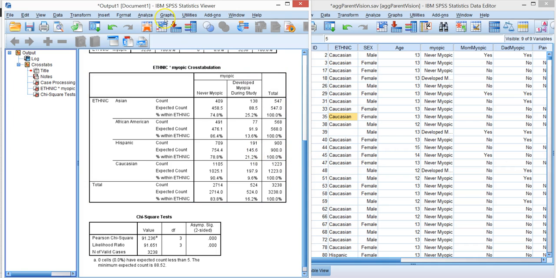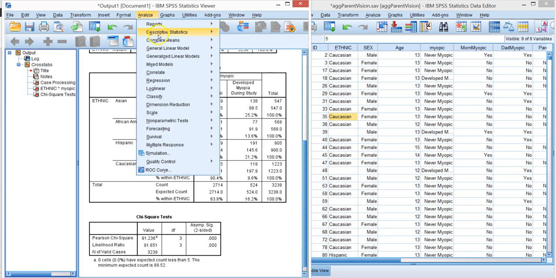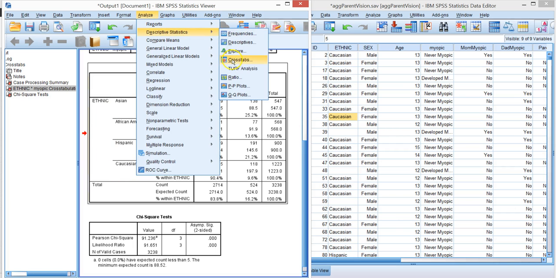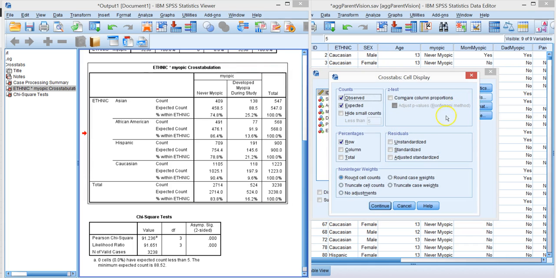So there is a handy little way of determining which groups are different, because all we know from here is that this chi-square says it's rejected the null hypothesis of no relationship. So we conclude that there is a relationship between myopia and ethnicity. But where is it? Where does it manifest itself the most? So let's go into our little table again, and let's go over to cells. And we have over here residuals. We have unstandardized residuals, which would just subtract the two numbers.